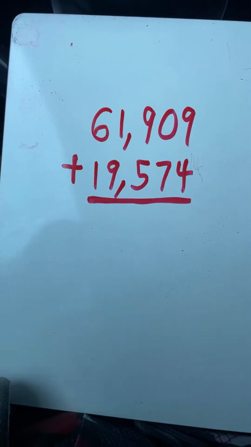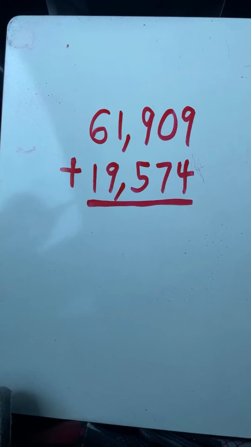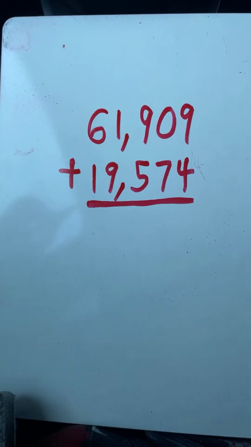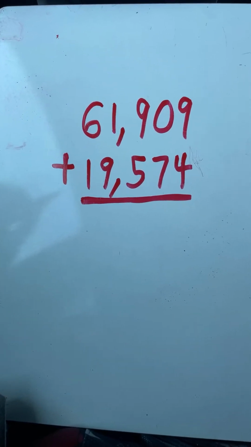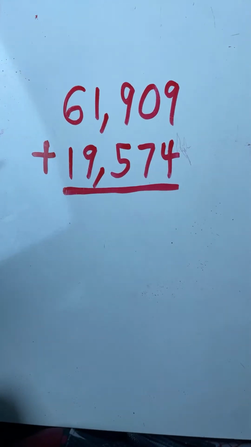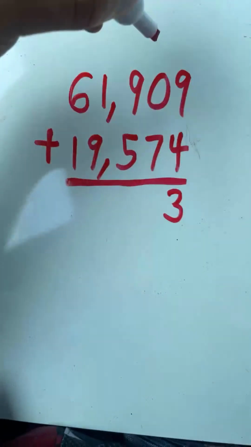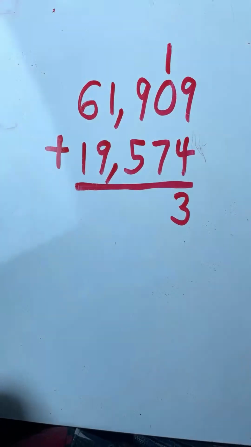All right, next example problem is 61,909 plus 19,574. We are going to start out in the ones place. We're going to start out adding 9 plus 4. So 9 plus 4 equals 13. So the 3 in 13 goes in the ones place. The 1 in 13 gets carried over to the tens place.